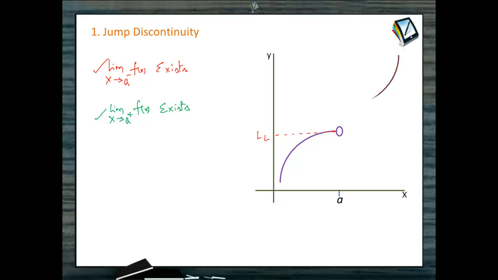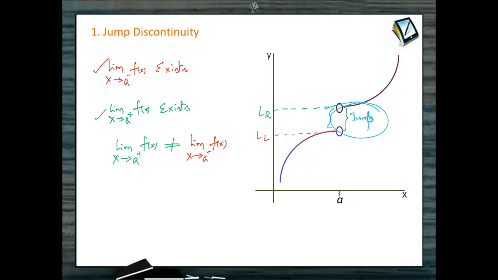Let's see. From the right-hand side, when you approach the same point A, this is the right-hand limit. But if you look at the graph, these two are unequal, right? So what happens? Limit x tends to a plus f of x is not equal to limit x tends to a minus f of x. The left-hand limit and right-hand limit are not equal, right? There is a jump here, isn't it?